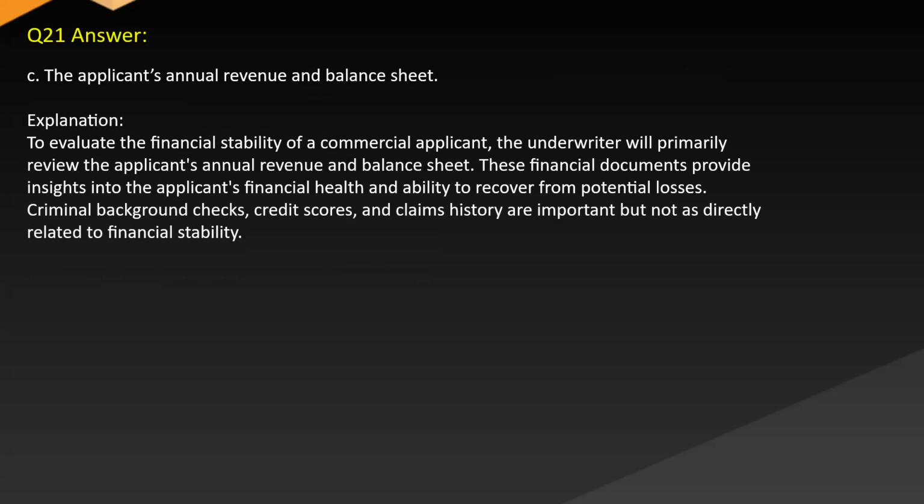Answer: C. The applicant's annual revenue and balance sheet. Explanation: To evaluate the financial stability of a commercial applicant, the underwriter will primarily review the applicant's annual revenue and balance sheet. These financial documents provide insights into the applicant's financial health and ability to recover from potential losses. Criminal background checks, credit scores, and claims history are important but not as directly related to financial stability.